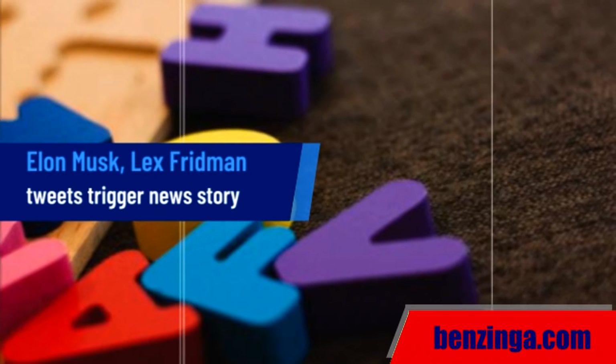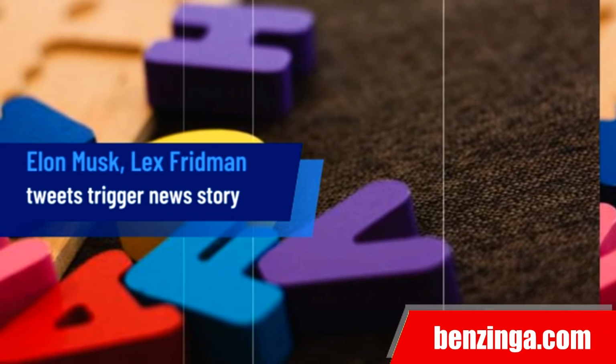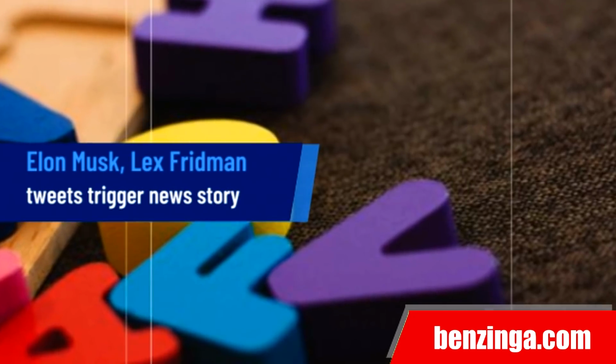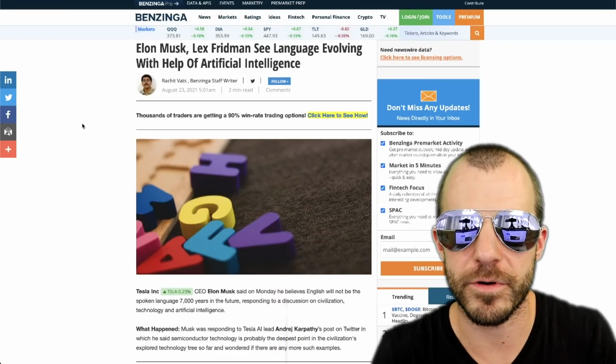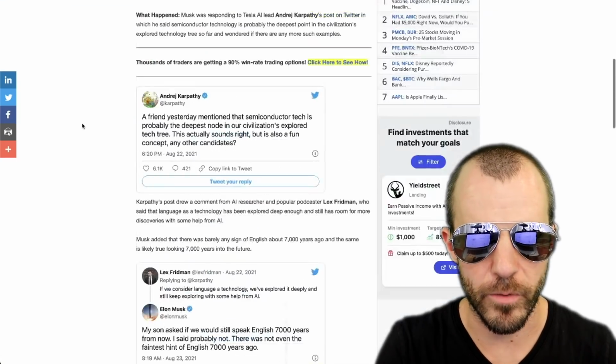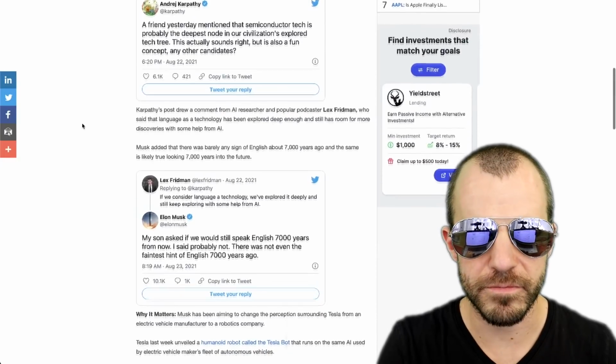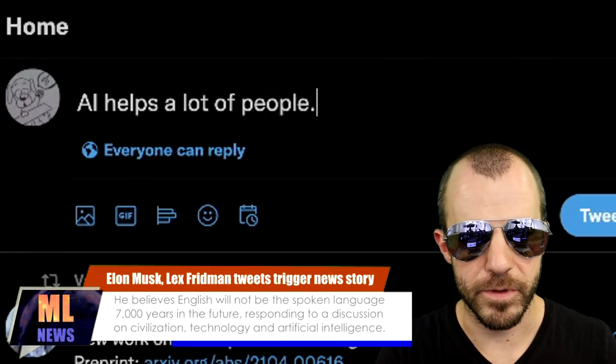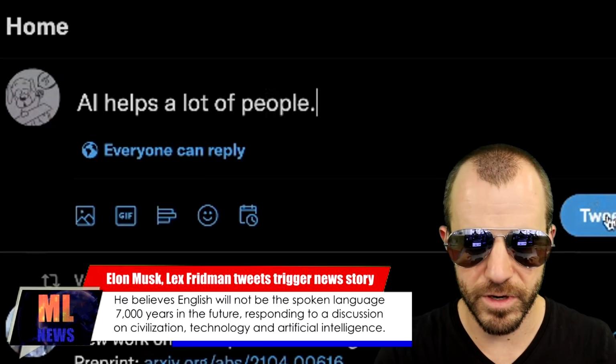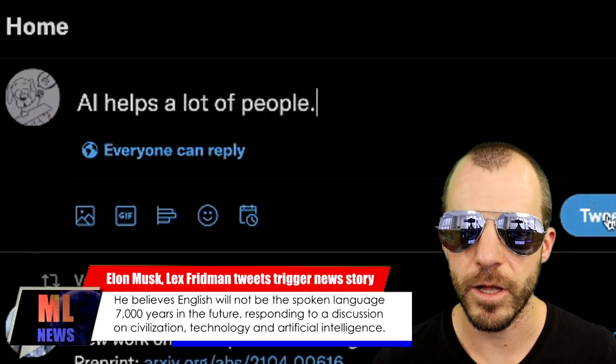Benzinga writes, Elon Musk, Lex Fridman see language evolving with help of artificial intelligence. Wow, this sounds like a thing. Did they interview Elon Musk? Did they analyze years of work and integrate anything like this? No. They looked at 2 tweets. They looked at 2 tweets and they made a news article about that. All right, AI helps a lot of people. Tweeting this right now. I want a news article tomorrow.